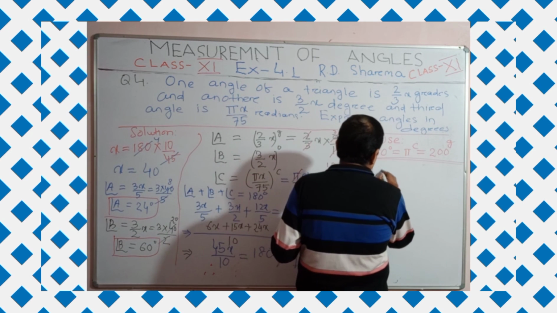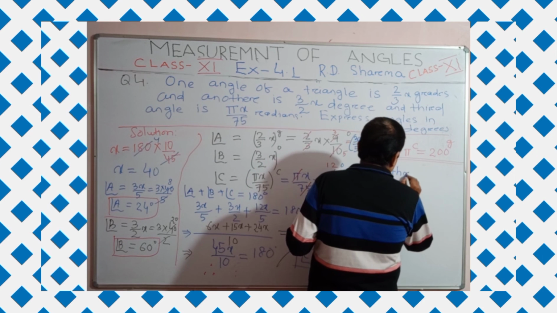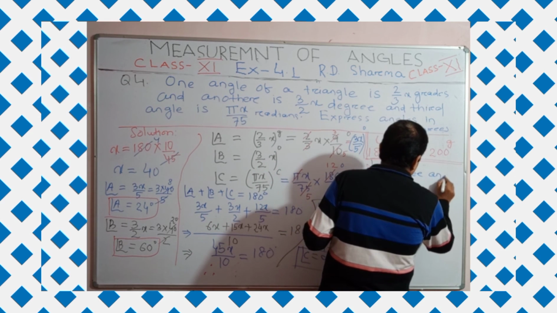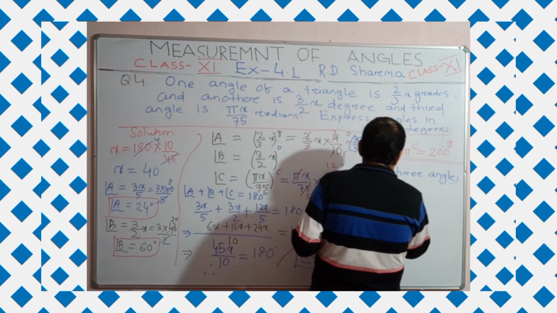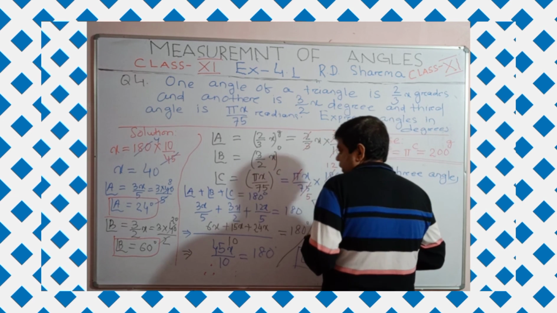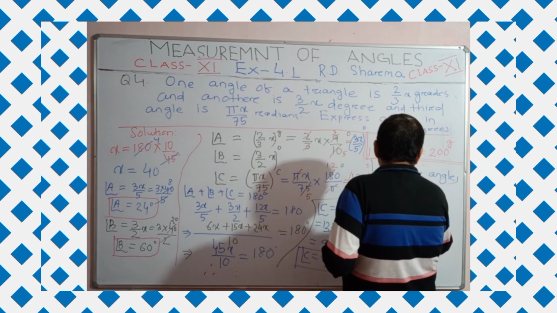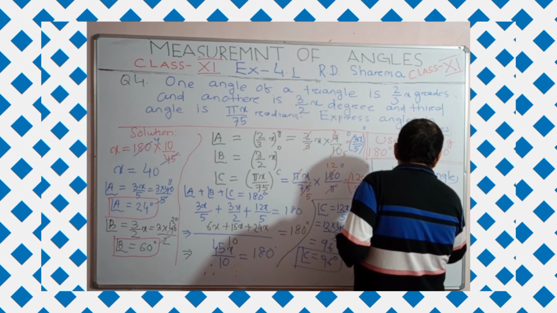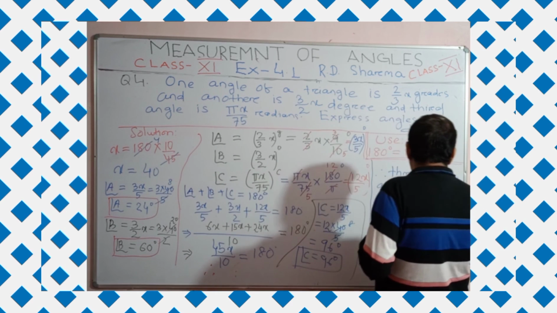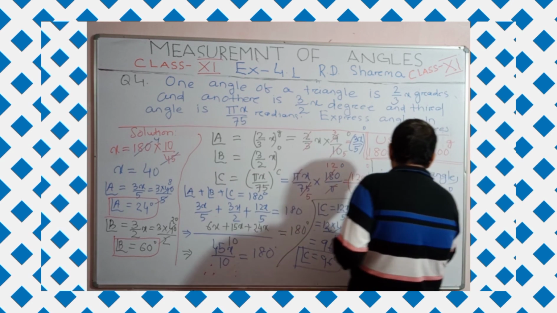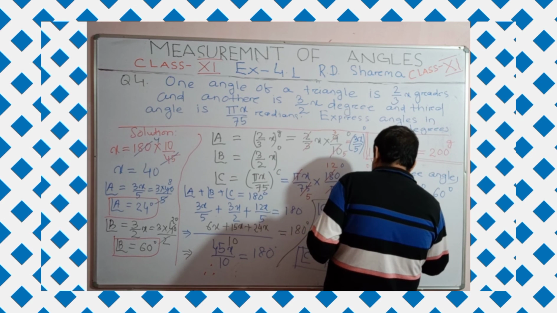Hence, the three angles are: one is 24 degree, another is 60 degree, and the third angle is 96 degree.